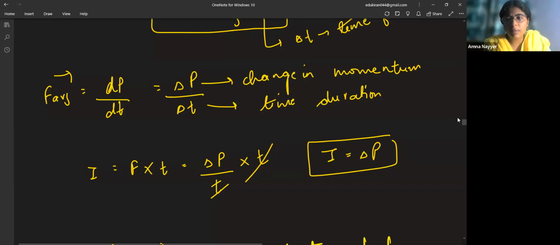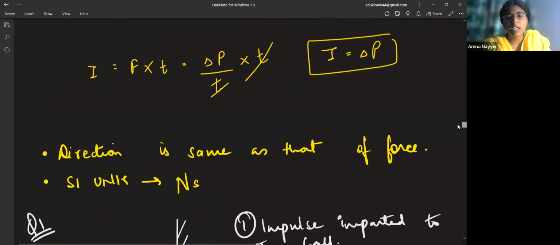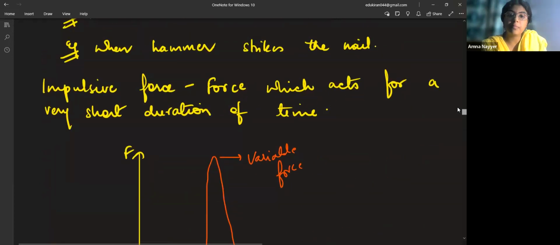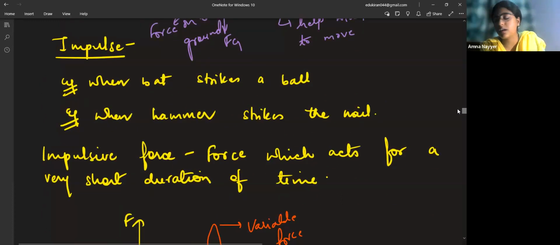Quickly note it down. We'll practice some questions from this now. Yes, direction is also the same as that of force, and the SI unit is newton into second. Sometimes you will also find kg meter per second, but to differentiate impulse, the actual SI unit is newton seconds, not kg meter per second. We'll practice one or two combined questions on momentum and impulse from the last class. Then pulley problems also we'll do today.